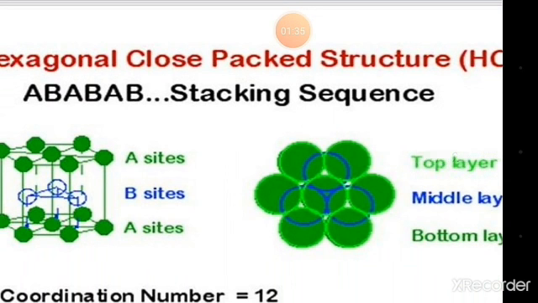The 3 layers are the top layer, middle layer and bottom layer. Total number of atoms in the unit cell is equal to 6. Coordination number is 12. Hence, atomic packing factor is equal to 0.74. Hence, it is a close packed structure. Example, zinc.